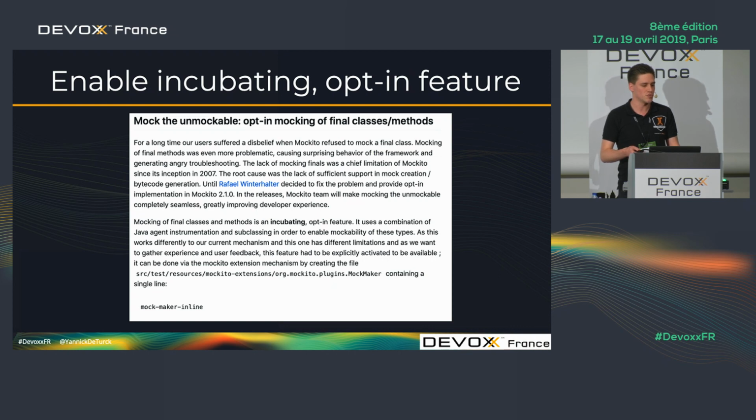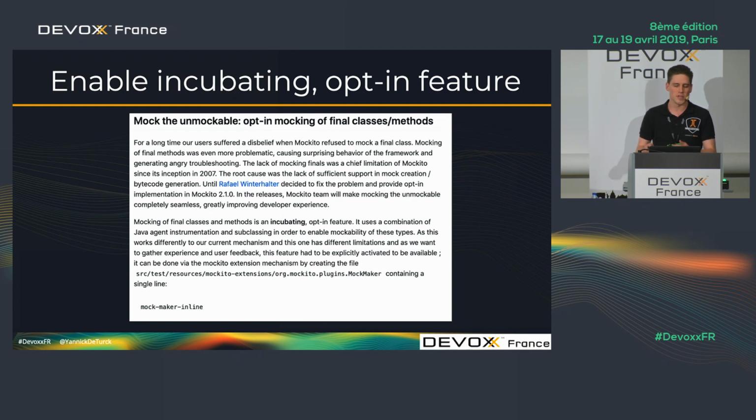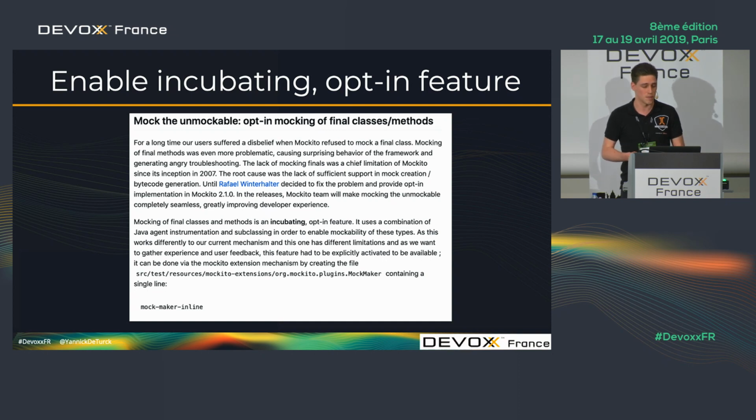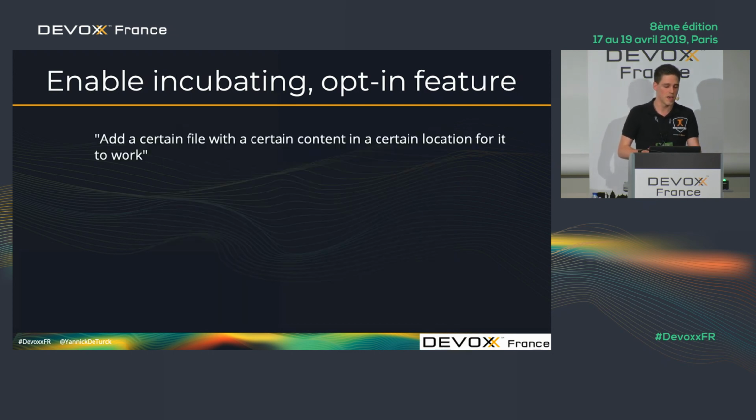So I did some research on the wiki of Mockito and I stumbled upon this part. Basically, up until Mockito version 1, it wasn't possible to mock a final class or a final method. Starting from Mockito 2.1, they added an incubating opt-in feature that allows you to mock final classes and methods. The article says to add a certain file with a certain content in a certain location for it to work.